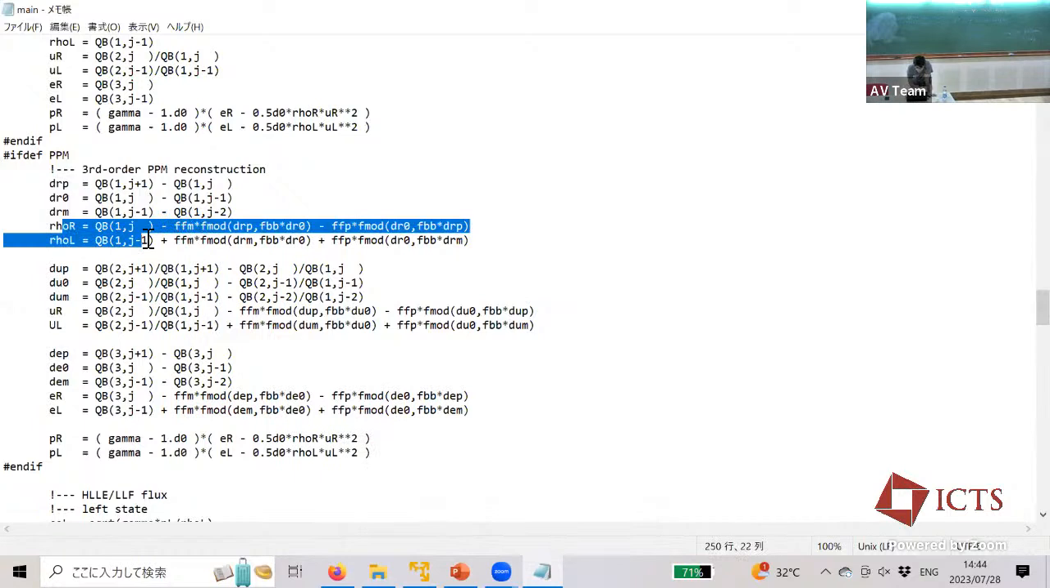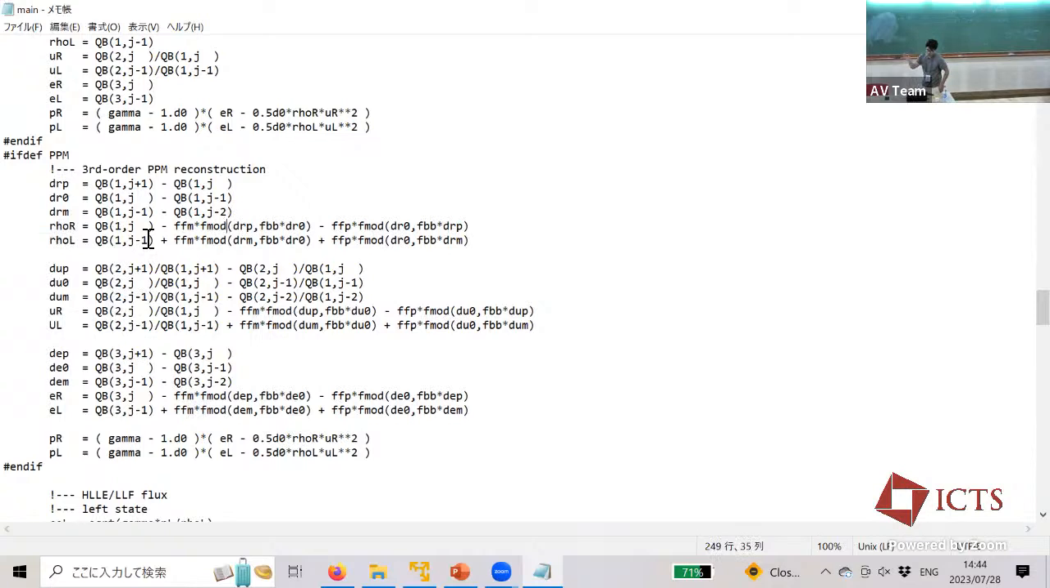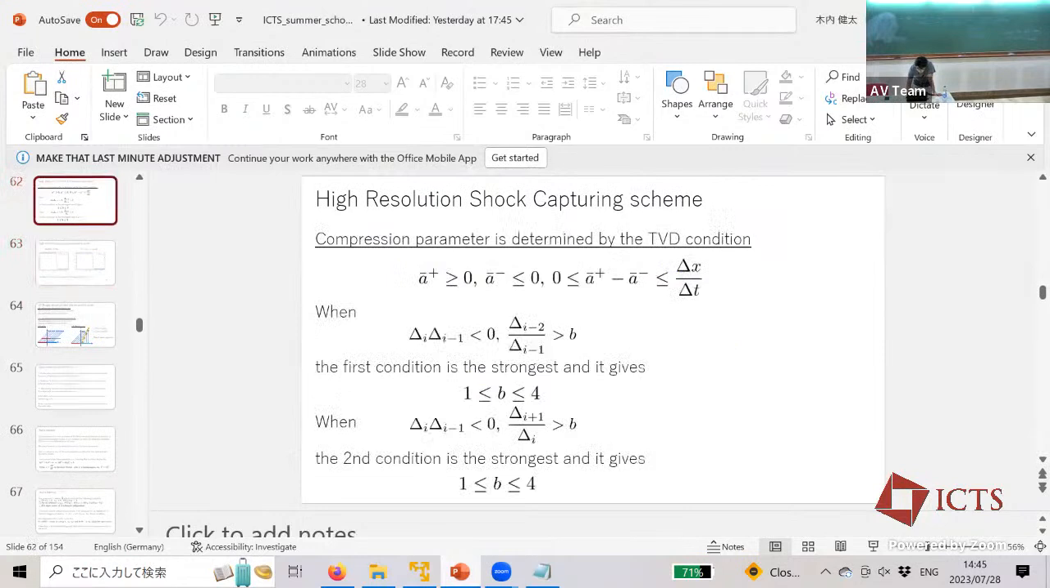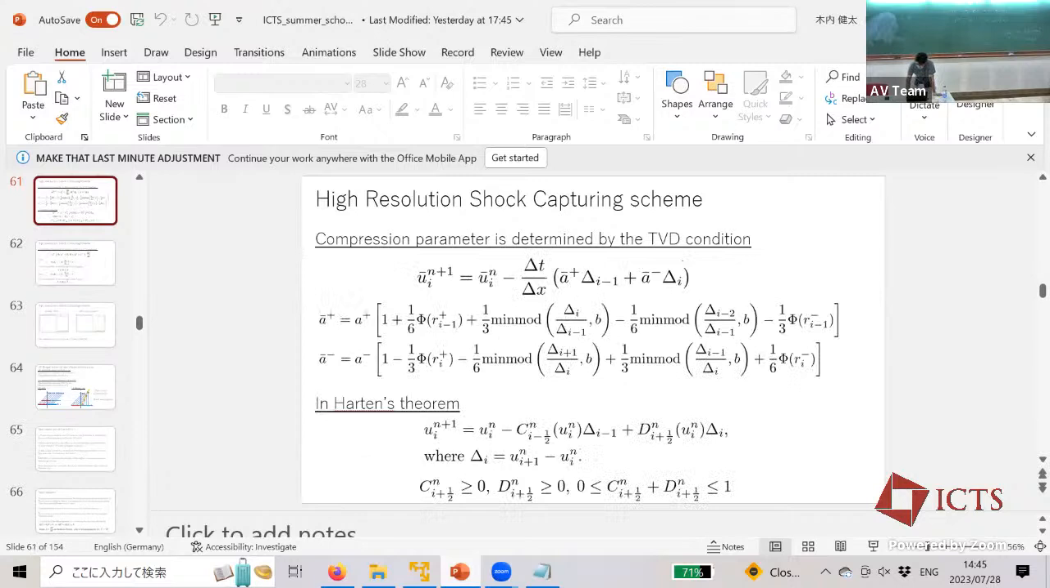So first I calculate the differences between the j plus one and the j index, and j minus one and j minus two. Then by using the minmod function, you can calculate the right and the left state. By the way, in these functions, you need to specify the free parameter, which is called the compression parameter in PPM reconstructions.